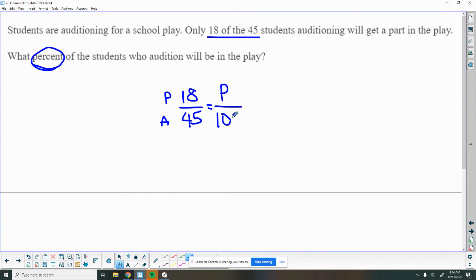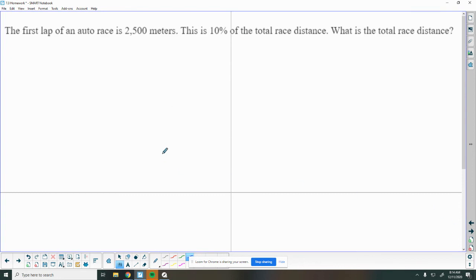Percents are always out of 100. So then we can move that 100 to the other side by multiplying. So 18 times 100 divided by 45 will tell us what percent of the students get to be in the play. Okay, and the last one I'm going to go over in this video is number 8.